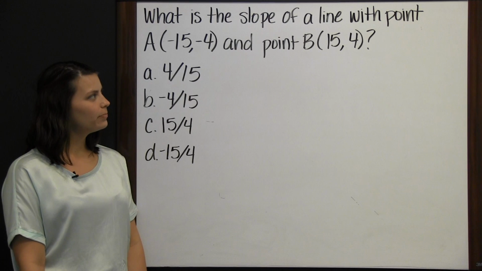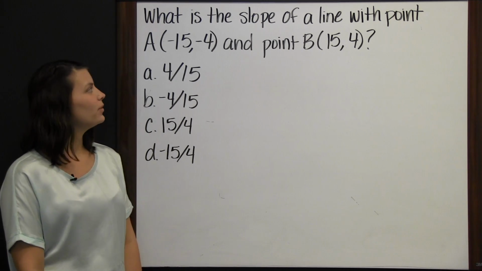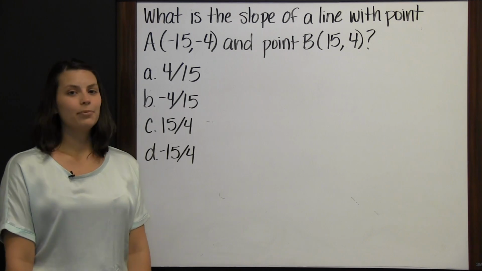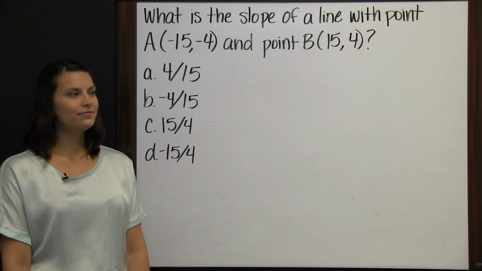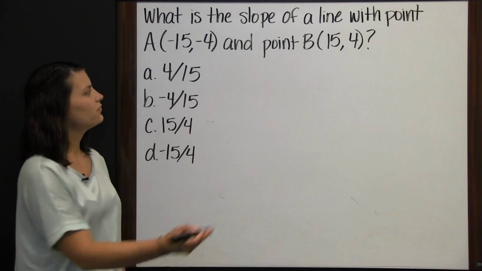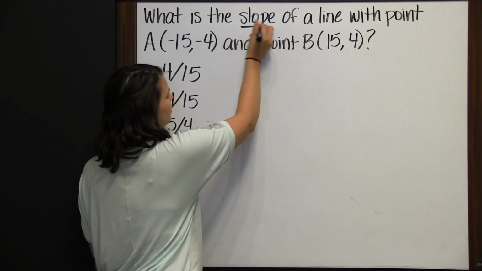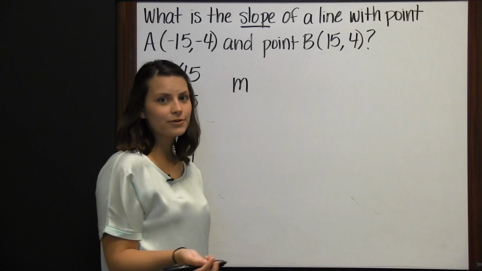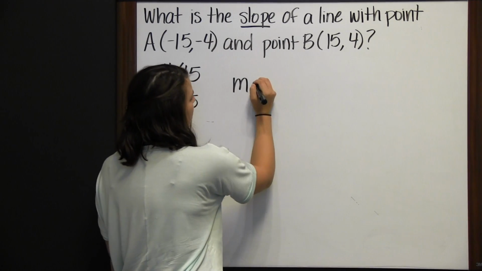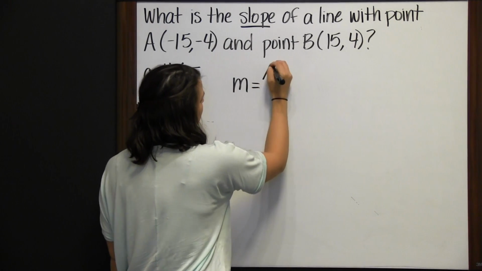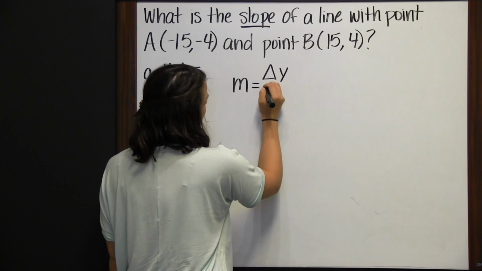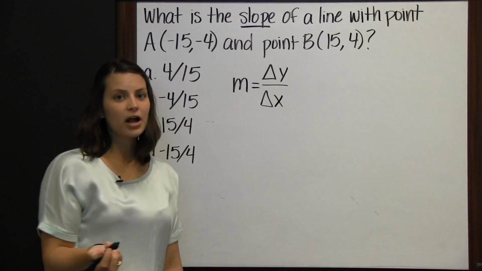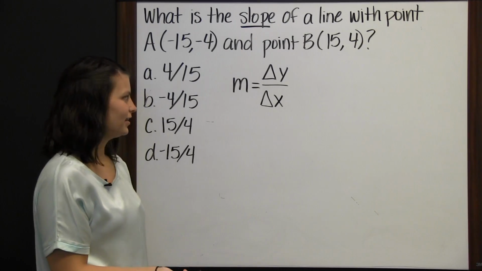What is the slope of a line with point A, (-15, -4), and point B, (15, 4)? To find the slope of a line, we use M for slope, usually, in math. The slope is the change in y divided by the change in x. And that triangle stands for change in.